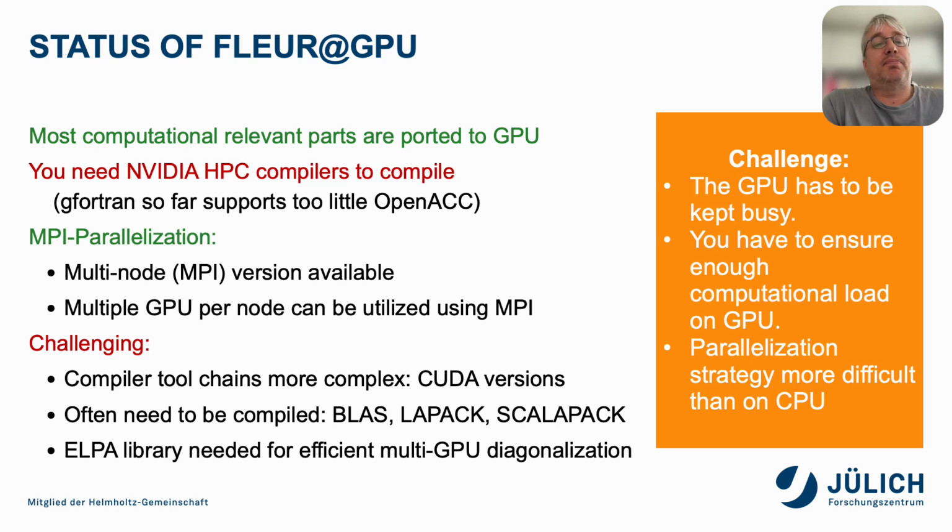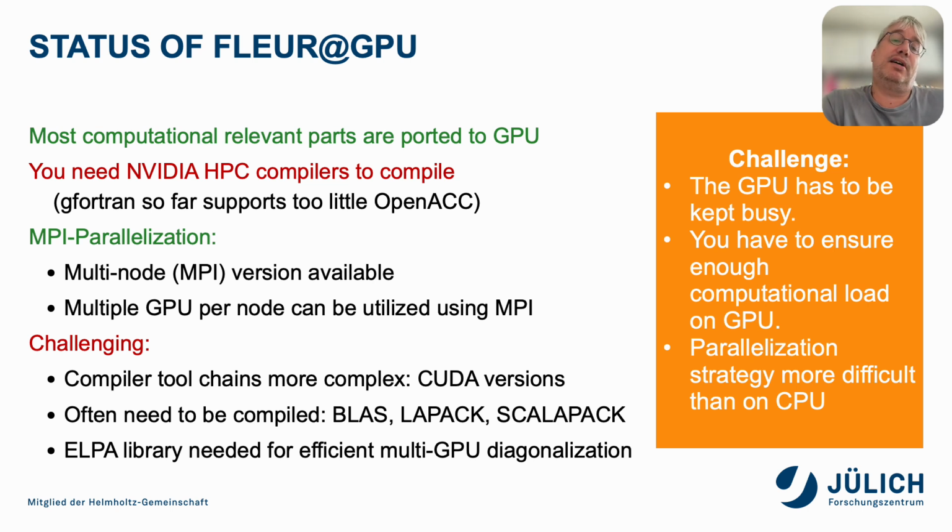The code is also parallelized, so you can use MPI in addition to the GPU version. You have therefore multi-node available. You can use multiple GPUs per node. You can also use multiple MPI processes for GPUs. All this is possible. What is challenging, however, is that the compiler change is quite a lot more complex.